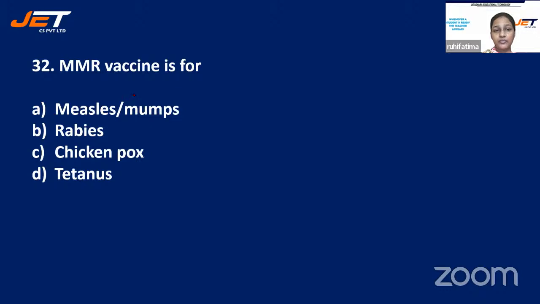MMR vaccine is for measles, rabies, chickenpox, or tetanus. Come on, students. This question is for you. We read about MMR vaccine. Okay, the correct answer is measles. Those who have mentioned A, they are right.